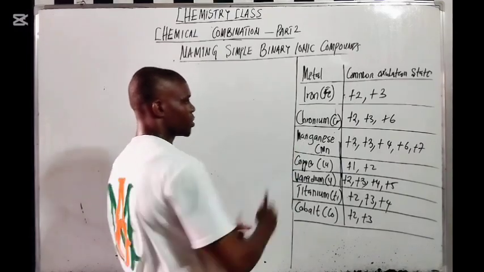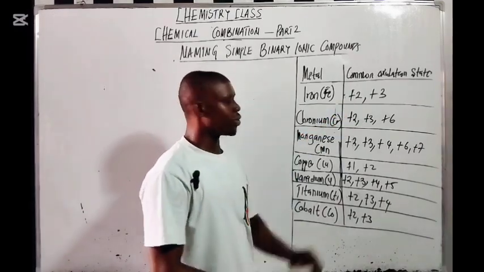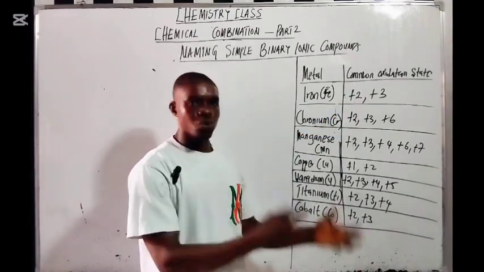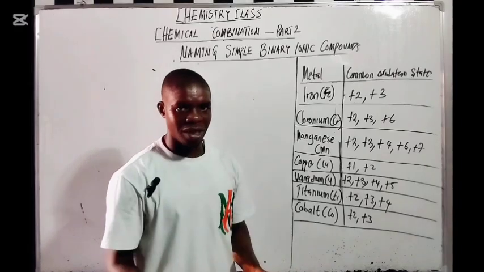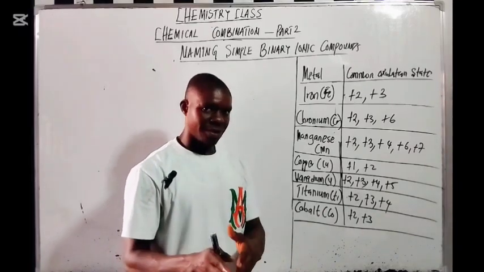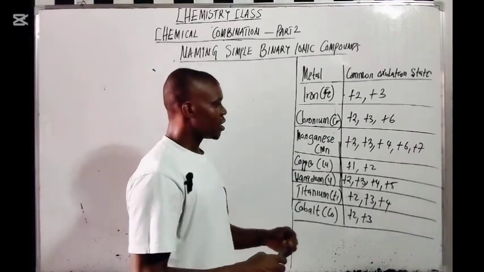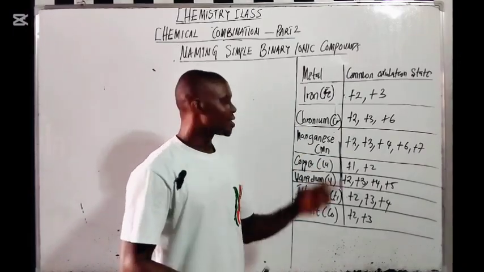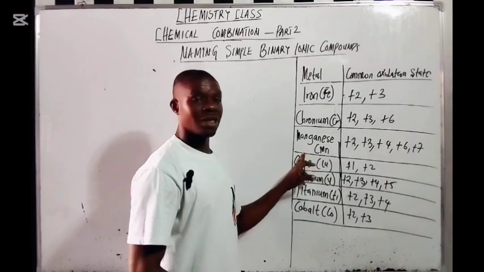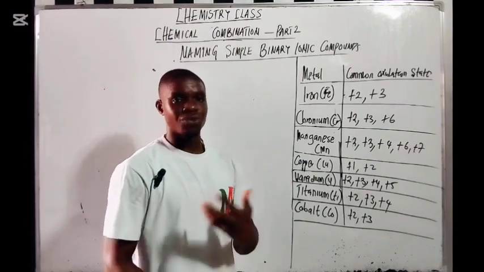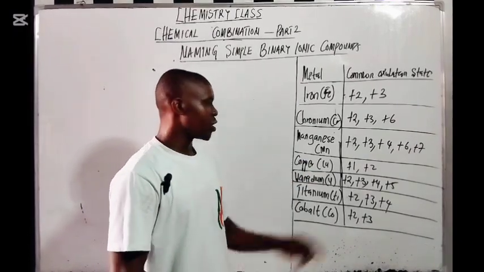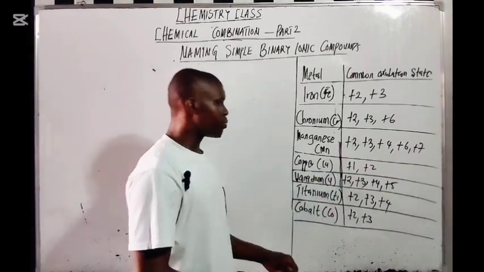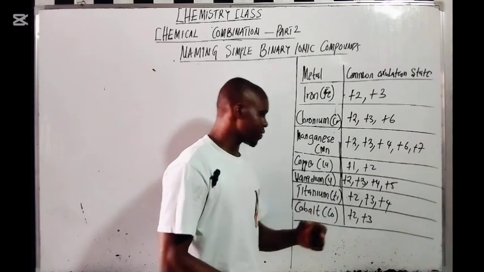So here we have iron. Iron can be +2 and +3. It means that iron can lose 2 electrons. It can also lose 3 electrons. Do you understand what that means? Chromium can lose 2 electrons, 3 electrons, or 6 electrons. Manganese has even more oxidation states: +2, +3, +4, +6, or +7.